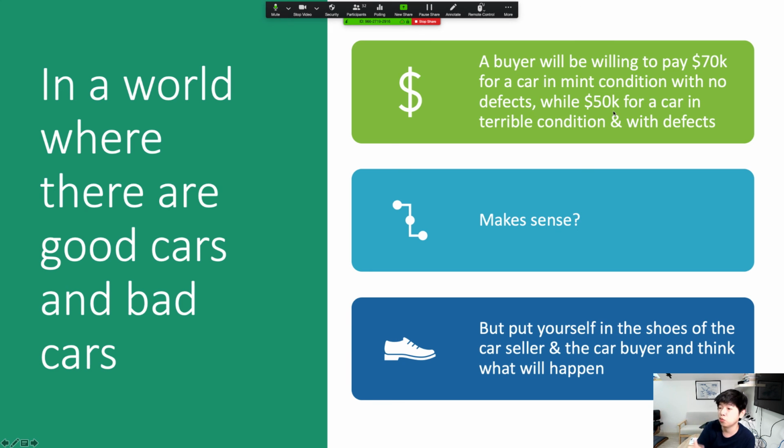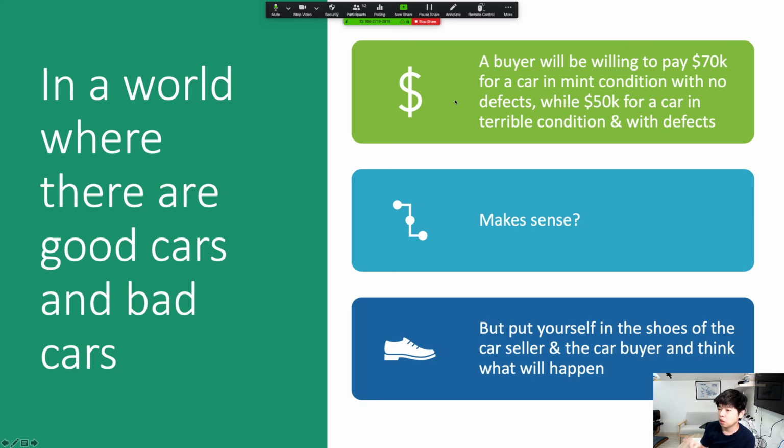They'll say, you're willing to pay me 60k when my car is only worth 50k? And will bad car sellers be honest? No, we assume people are rational and selfish. They will keep quiet. They will not say anything bad about their car. So they will sell their car at 60k, even though their car is only worth 50k.